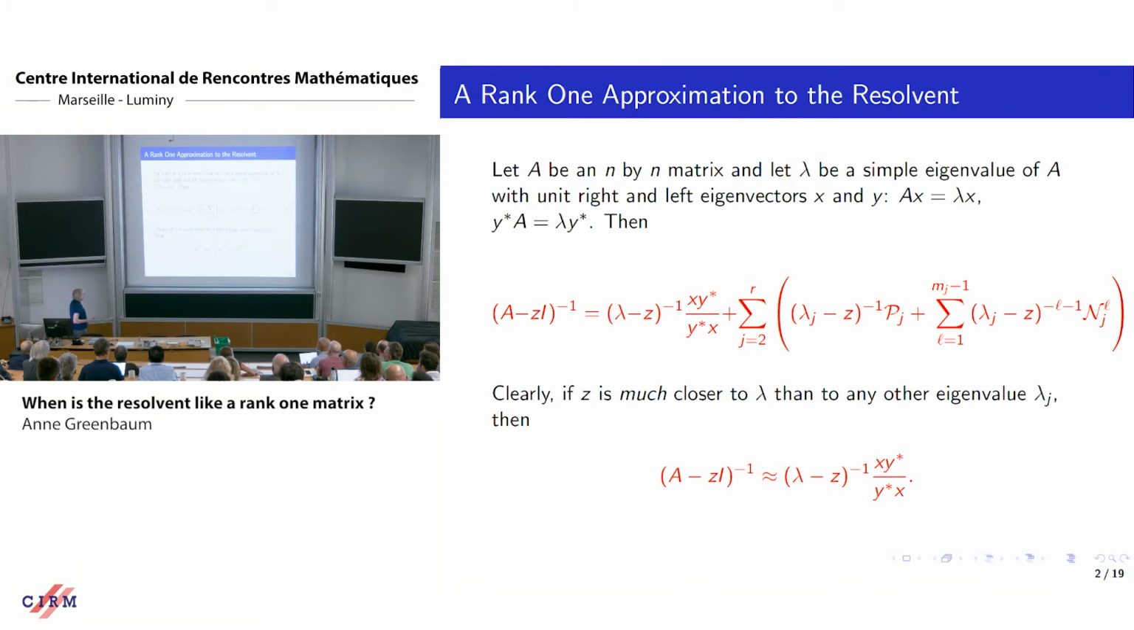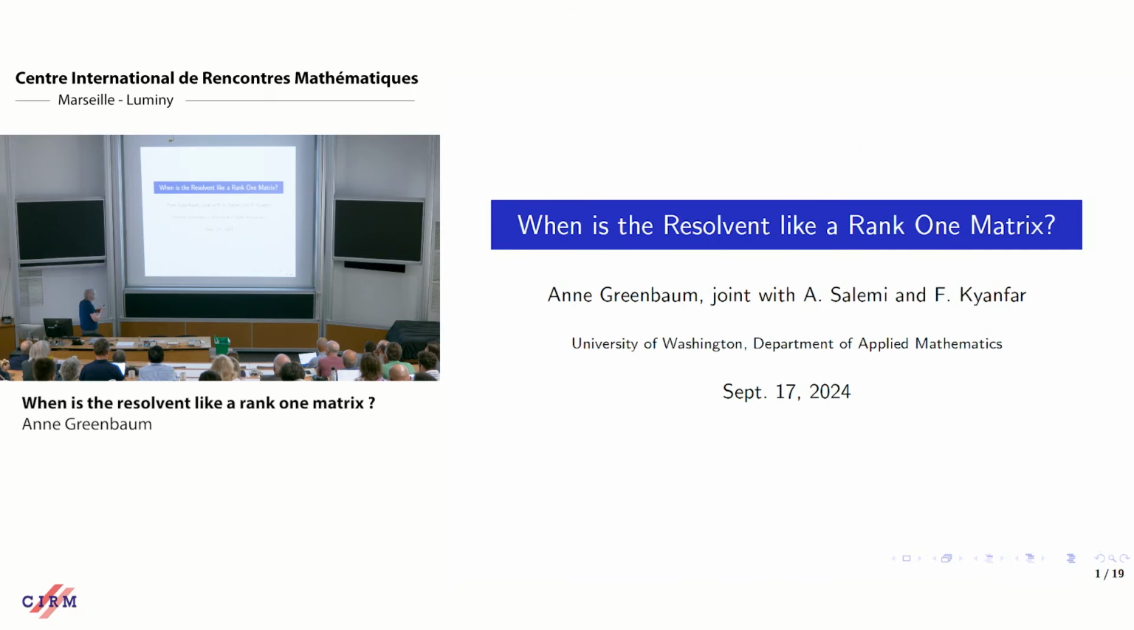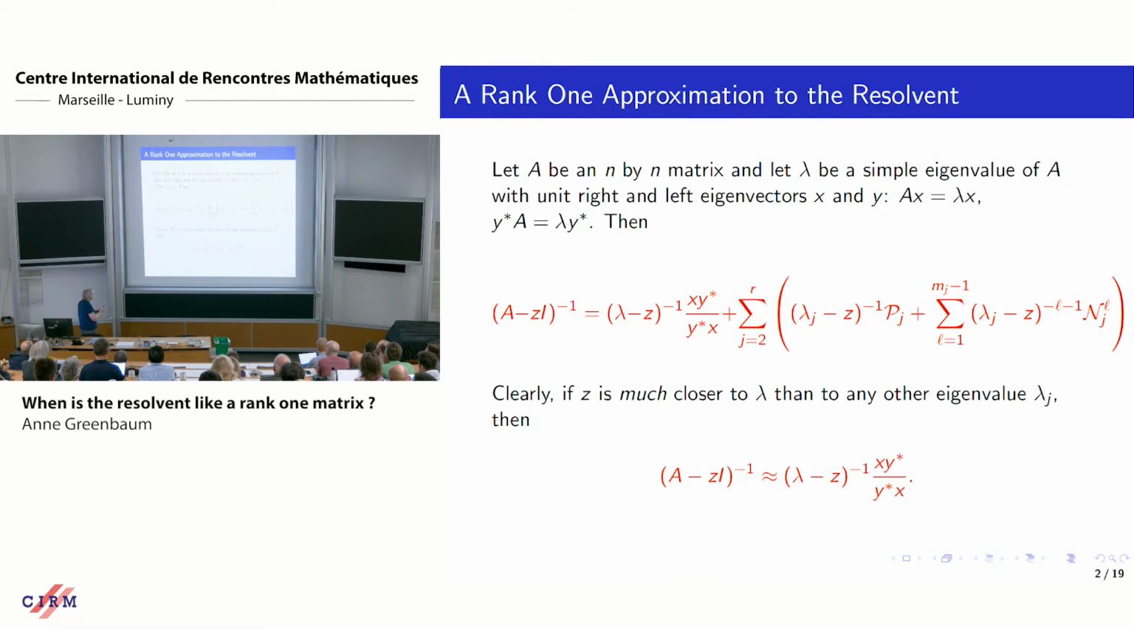Let A be an n by n matrix, and let lambda be a simple eigenvalue of A. Let x and y be the unit right and left eigenvectors. Then we can write the spectral decomposition of A in the following form: (lambda minus z) inverse times x y star over y star x.